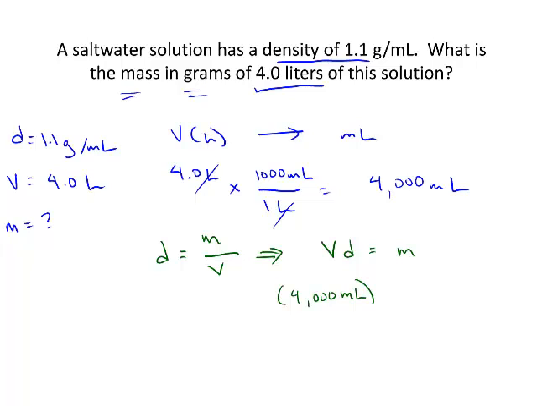Our density was 1.1 grams per milliliter. And so when we multiply those together, that should give us the mass. Now, notice what happens with our units. The milliliters are going to cancel out. We're left with units of grams. So if we take 4,000 milliliters times 1.1 grams per milliliter, that is going to give us a final answer of 4,400 grams for our mass.